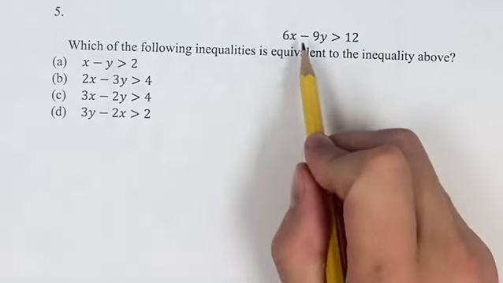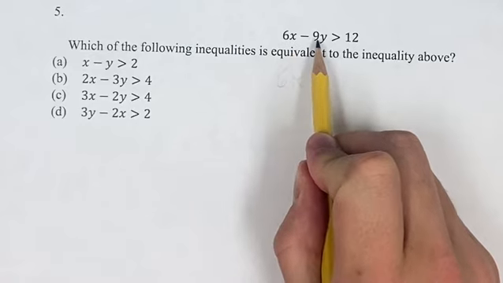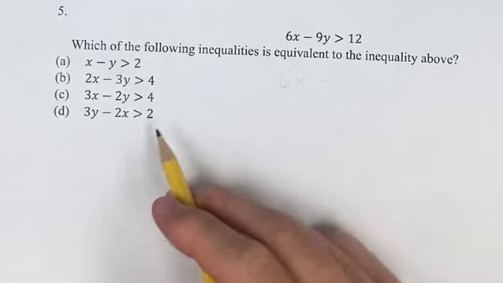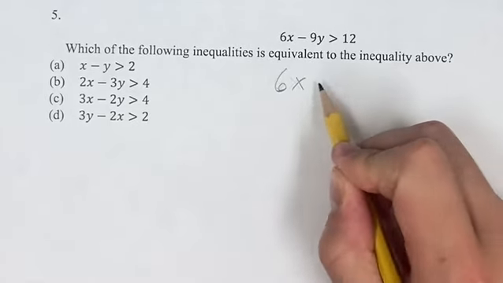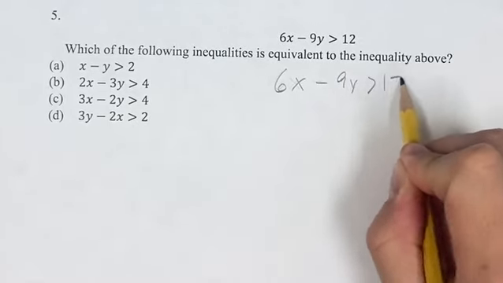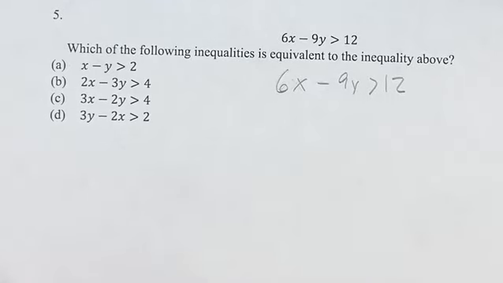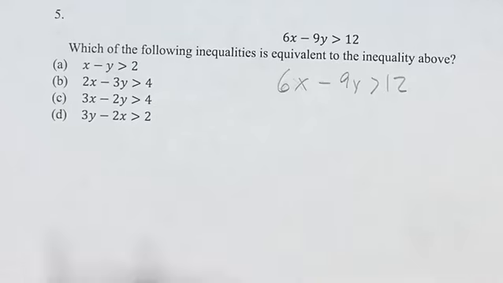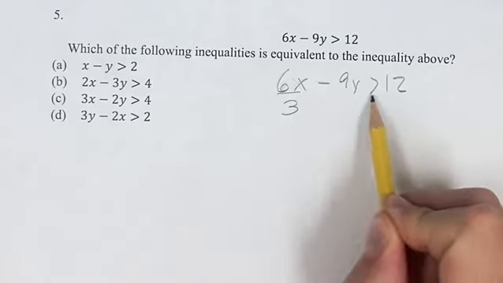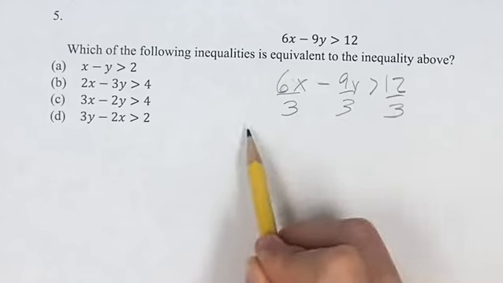In this problem, we're given the inequality 6x minus 9y is greater than 12, and we're asked which of the following inequalities is equivalent to the one above. So just rewriting this right here. In terms of simplifying this, before we want to adjust anything to try and get this to match one of these, we can first notice that each of these is a multiple of 3. So if we divide everything by 3, it makes things a little bit easier.